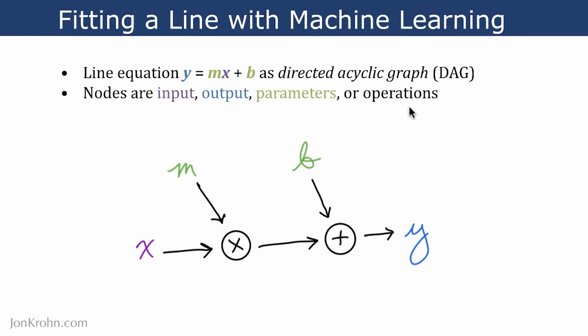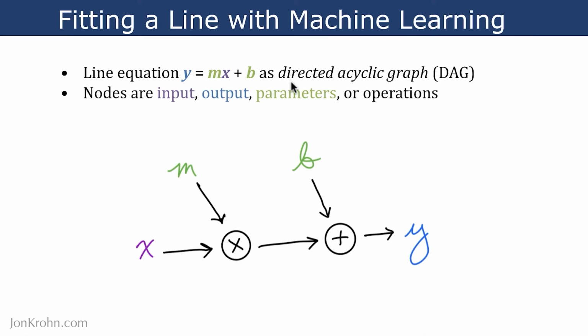We also have operations acting as nodes. So we have the multiplication operation, where we'll multiply m times x. And then we have this addition operation, which will add b to the product of m times x. All right, so those are what we call nodes.